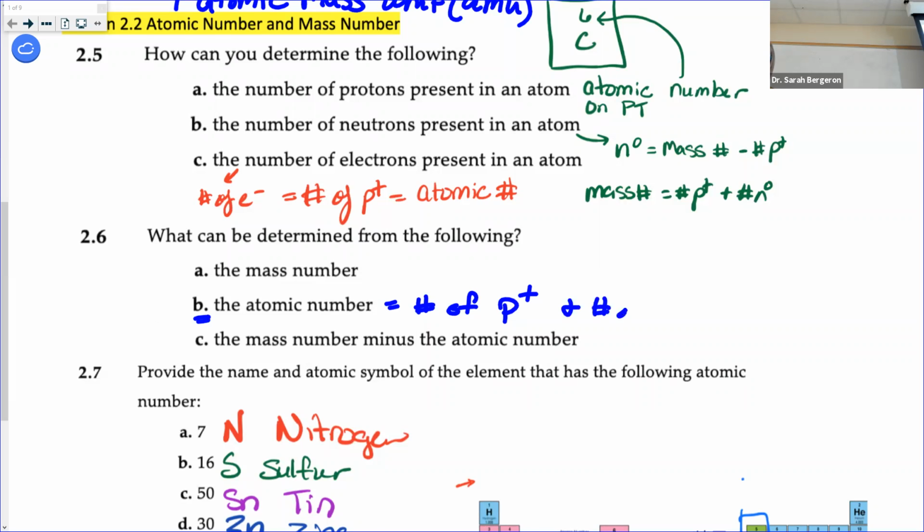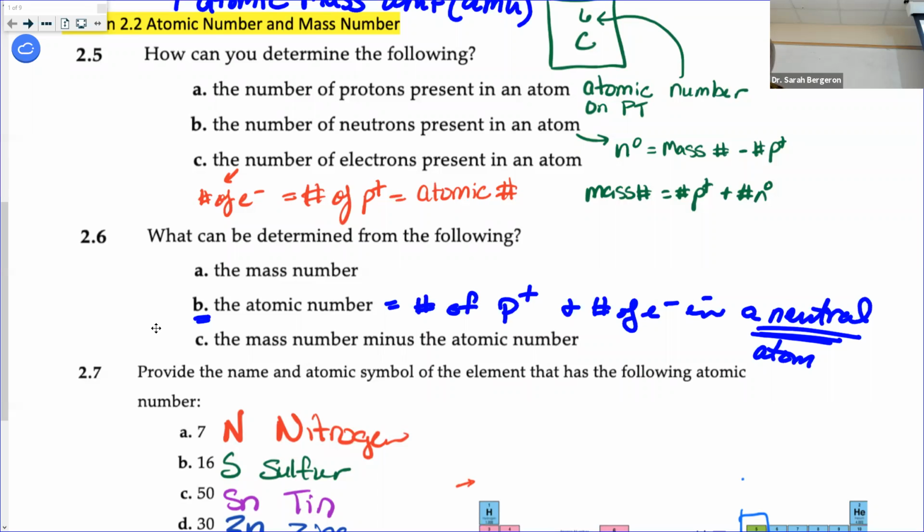And the number of electrons in a neutral atom. That's very important. Neutral atom. If it is charged, that is a false statement. So only if that atom of that element is neutral. Okay, so look on the periodic table. What is the mass number of carbon?